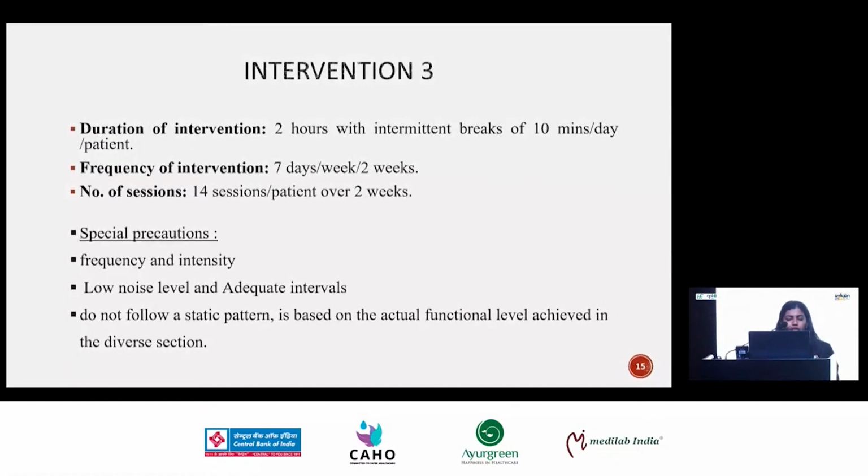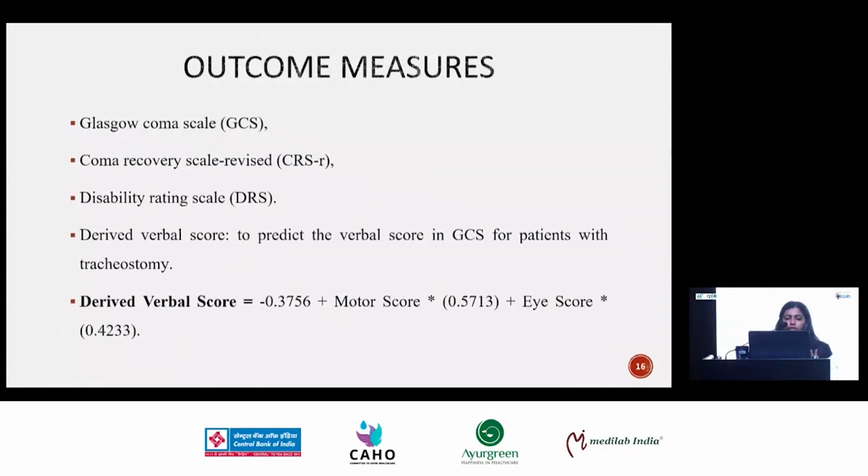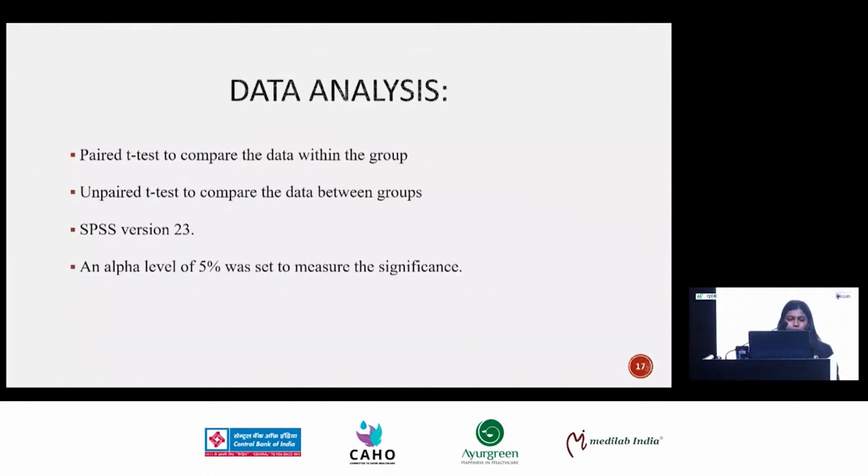Special precautions were taken for frequency and intensity of the sensory stimulation given. Low noise level and adequate intervals were maintained. There was no static pattern for every patient; it was based on the actual functional level achieved for the diverse sections. There were 3 outcome measures used: Glasgow Coma Scale, Coma Recovery Scale Revised, Disability Rating Scale, and a derived verbal score was used to predict the verbal score of GCS for the patients with tracheostomy.